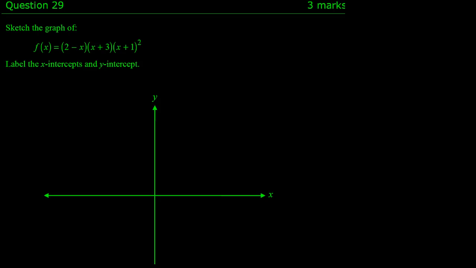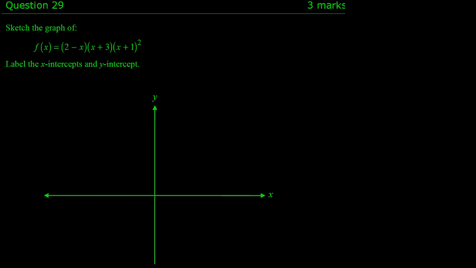Question 29. Sketch the graph of the polynomial f of x equals (2 minus x)(x plus 3)(x plus 1) all squared. So we want to label the x and y-intercepts as well. So this is your typical graph of a polynomial.